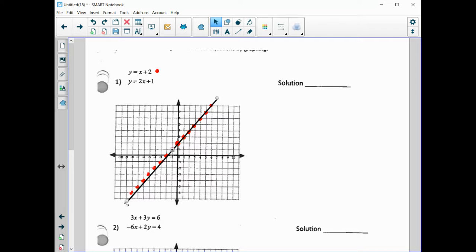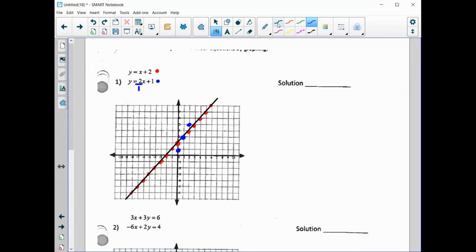And then let's do our second equation. I'm going to do that in red. And so my y-intercept there is 1. And my slope is 2. Remember, 2 is really 2 over 1. So that means I'm going to go up 2 over 1. And I actually already found my solution.